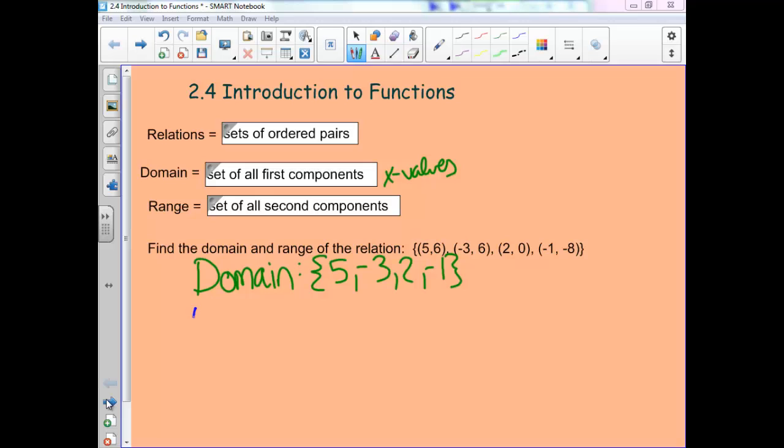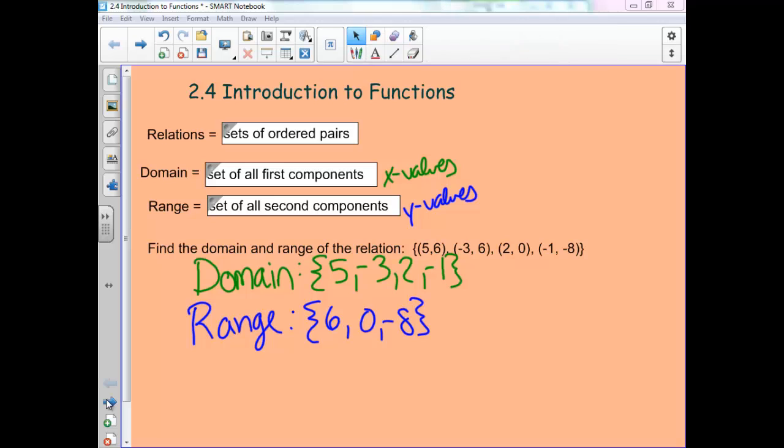Now our range is all of the second components. So y values, so 6, 0, and -8. Notice this 6 is in there twice. If you wanted to list it twice, that's fine, but you don't have to.